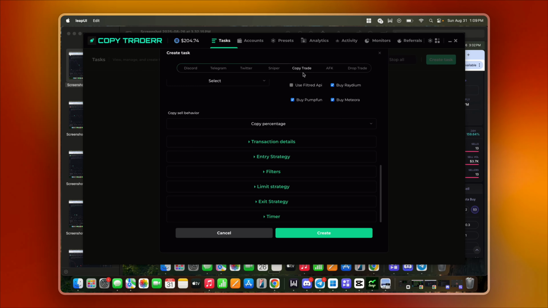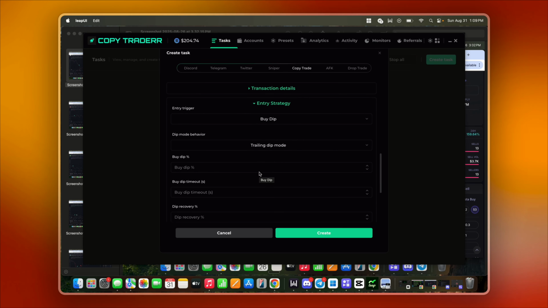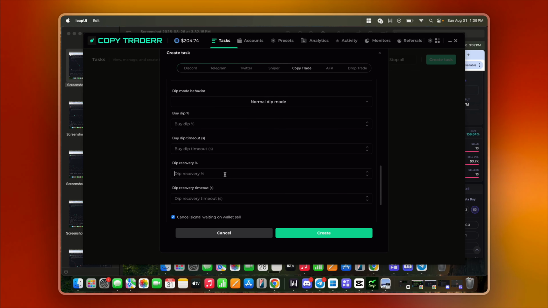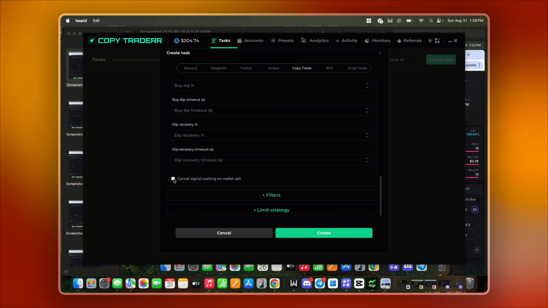So now when you go into a copy trading task and you set up your entry strategy, you have multiple options to how you want to buy the dip. You can set your dip percentage to be 10, 20, or 30%, whatever you want. You can set a dip timeout, a dip recovery percentage that is needed, dip recovery timeout, and you can cancel the signal waiting on the wallet to sell.